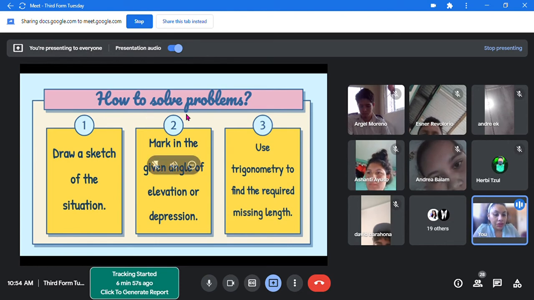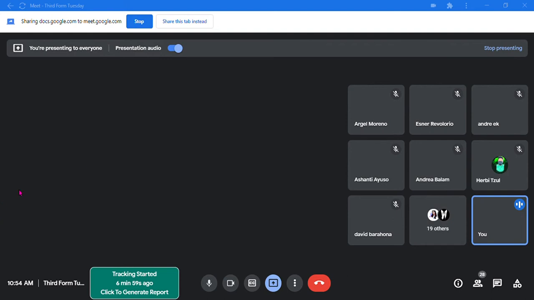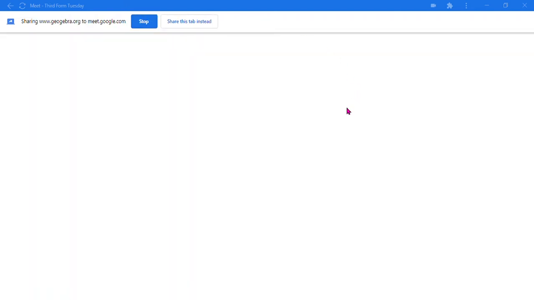Right? So those are the three basic steps that we would like to cover when it comes to solving a problem. So here I have another example. Let's look at this one.